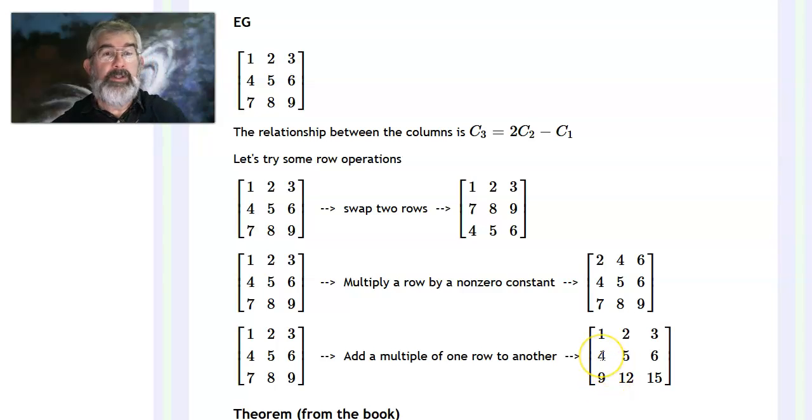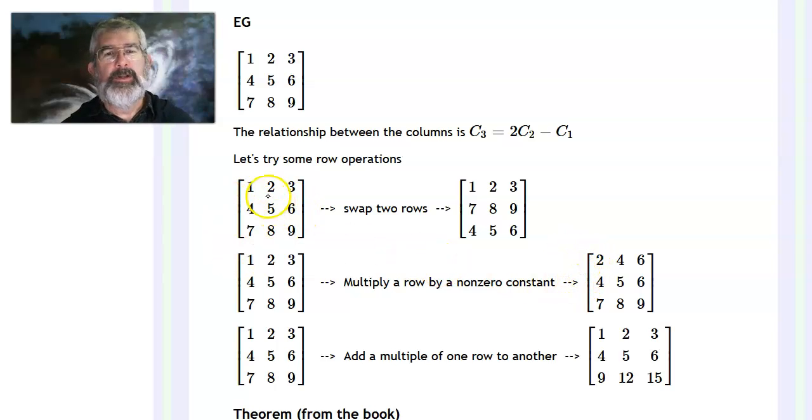They're definitely changing the columns and they're changing the column space, but they're not changing the linear dependencies among the columns. Okay? Now, this is by no means a proof of the theorem I stated, but it could indicate how you might go about doing a proof.